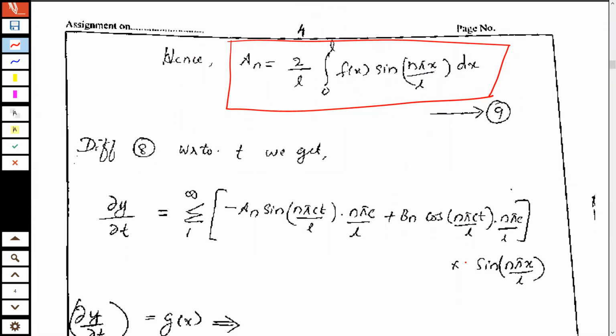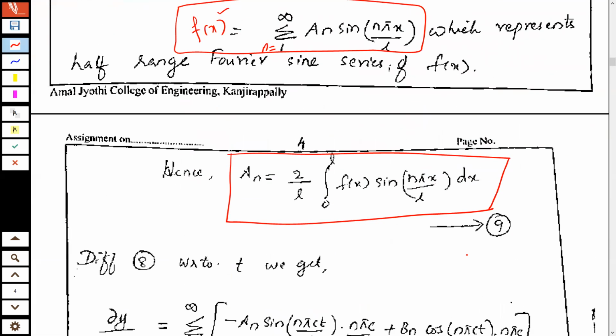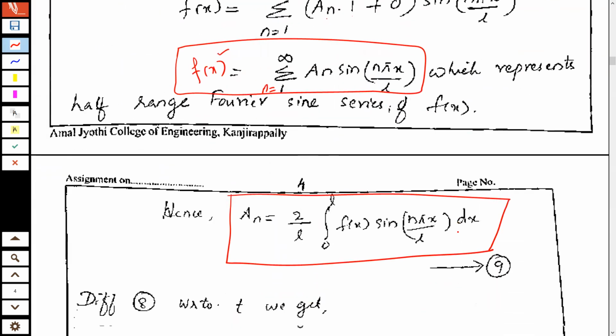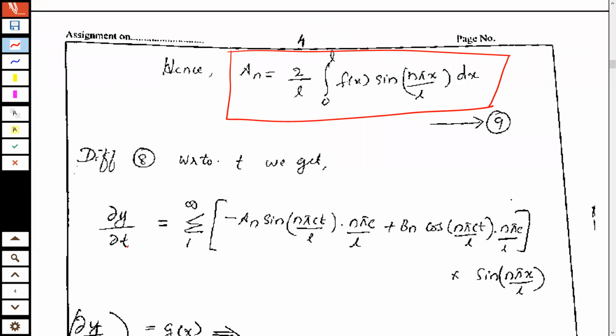Now, we differentiate equation 8, that is the general solution of the partial differential equation, with respect to t to get dou y by dou t. While I differentiate, the left hand side becomes dou y by dou t, and on the right hand side, the first term was An into cos n pi Ct by L. While I differentiate this term partially with respect to t, I will get An as a constant into the derivative of cos u, which is minus sin u.